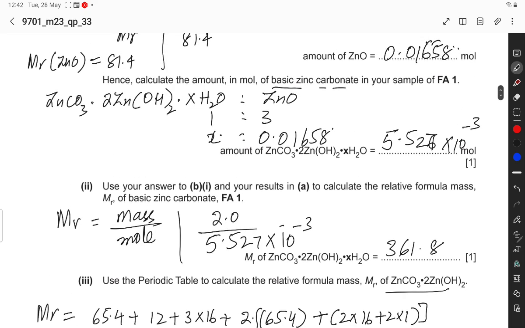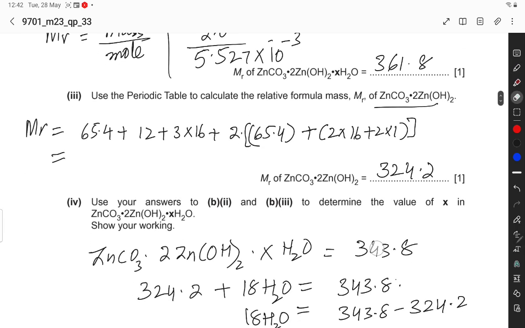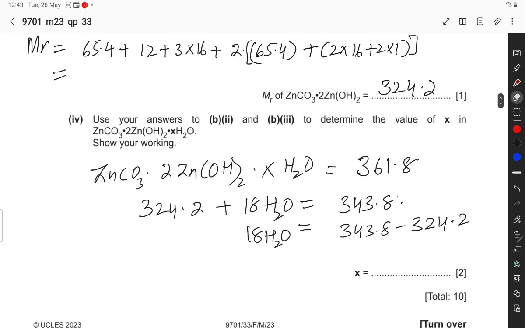So I made the residue mass 2 gram, FA1 is 2 gram, and we get 361.8. In the exam, you can use your own reading. The answer is 361.8 minus 324.2.